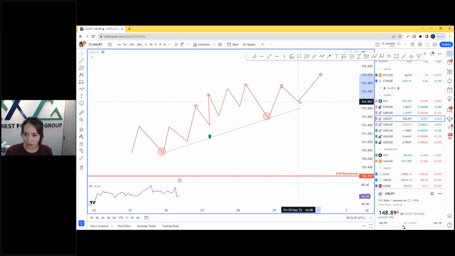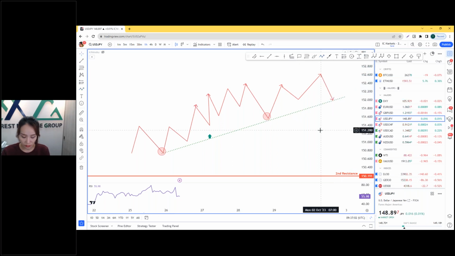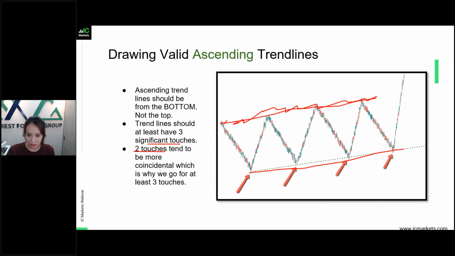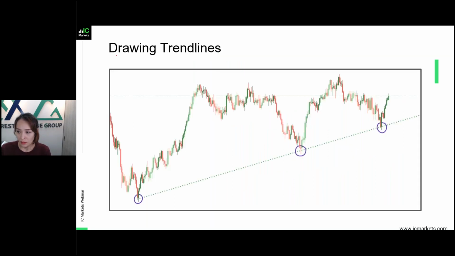Let's say the price doesn't come, maybe it comes until here, you get what I mean, and then you keep adjusting your trend line. That's what I mean. Okay, so there have to be 3 touches. Two is more accidental, more coincidental, it's not like 3. So to draw the trend line, there have to be 3 touches. Okay, this is what I mean.